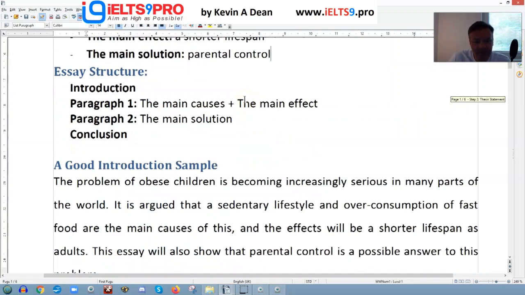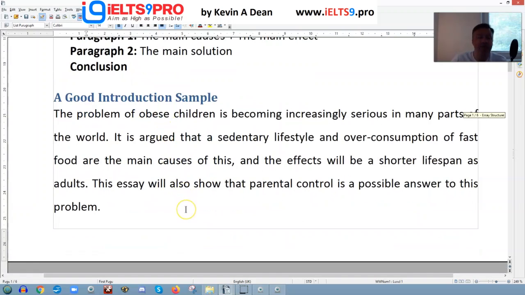So the structure: intro, paragraph 1, causes and main effect, paragraph 2, the main solution. Now we say the main because you can put more in, but you're aiming for around about 300 words or just under. 12 sentences, maybe 13, maybe 14 at the most. You're not going to get any extra points for adding extra details. What they want is a clear central topic to your paragraph. So keep that in mind and you'll be fine.